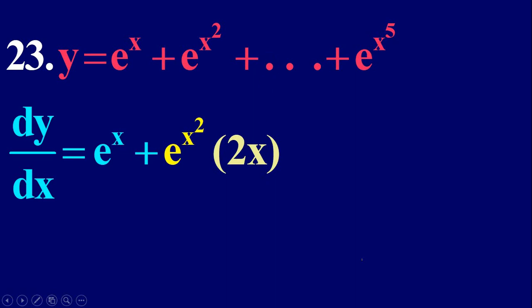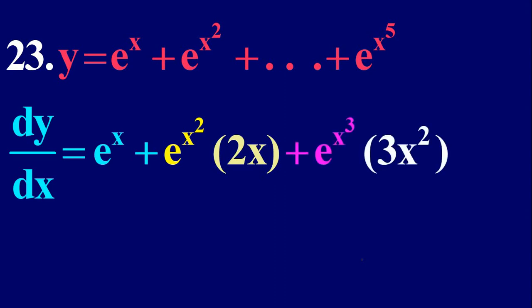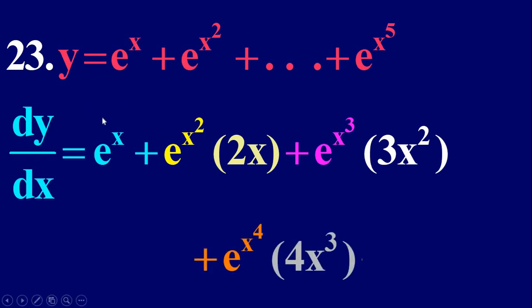Now same type, next term is e to the power x cube, and e power x cube is e power x cube only, but again you have to differentiate x cube, differentiation is 3x square. Then next term is e to the power x to the power 4. That is e power x power 4 only, but in place of x we have x power 4, again you have to differentiate x power 4, that is 4x cube.